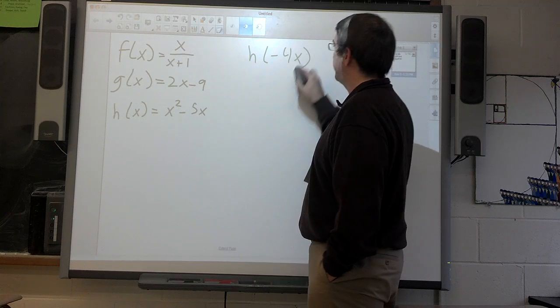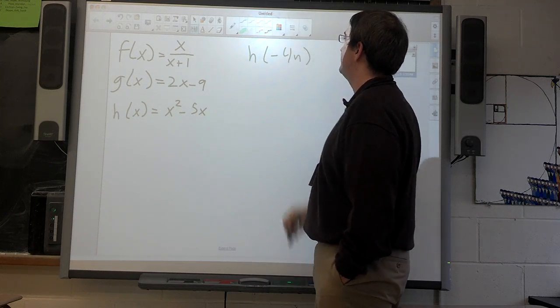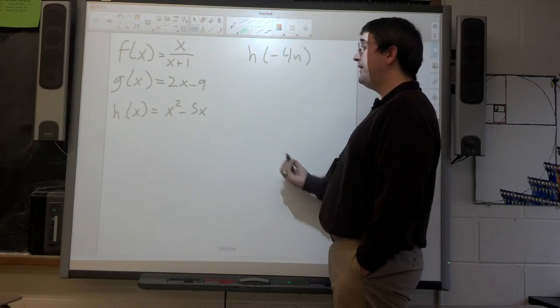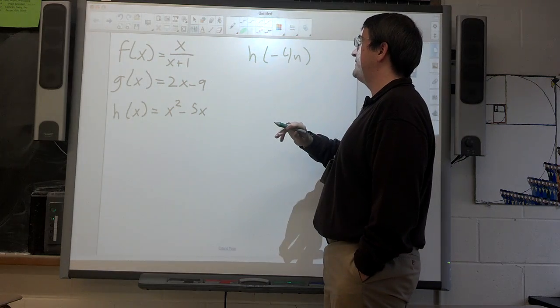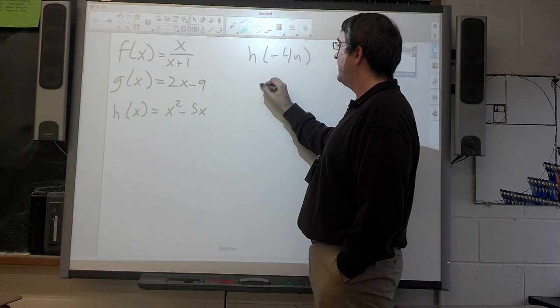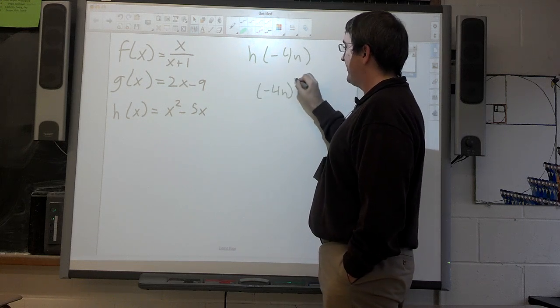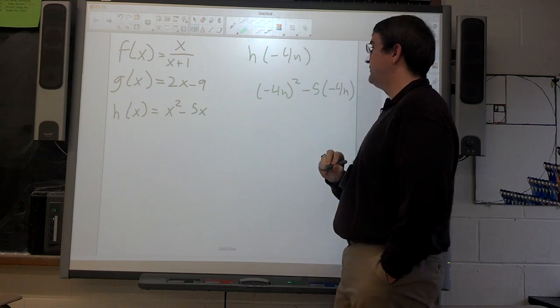So let's just call it, I don't know, n. We'll go with n. So negative 4n. So same idea. We replace the x with, in this case, negative 4n. And we want to use parentheses everywhere because it's negative 4n that's being squared. And then it's minus 5 times negative 4n.